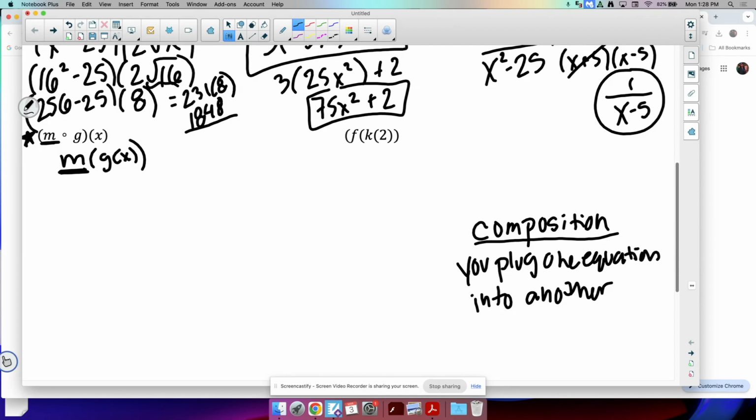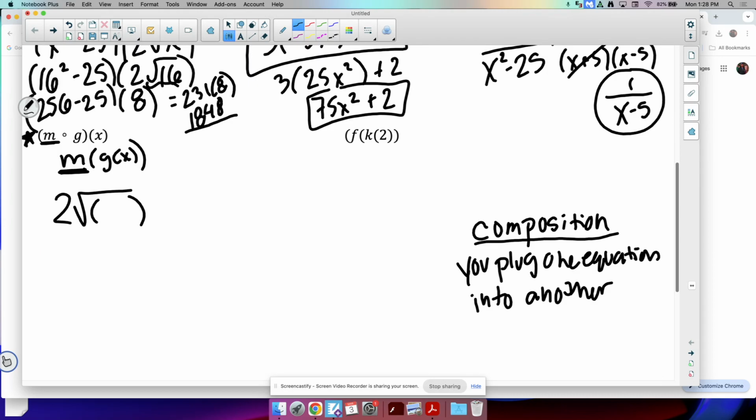That's our main one. If you look up to the top, what is m's equation? 2 root x. And the only thing you're going to do differently, instead of an x, what are you going to put in its place to begin with? M's equation is 2 root whatever you're being told to plug in.